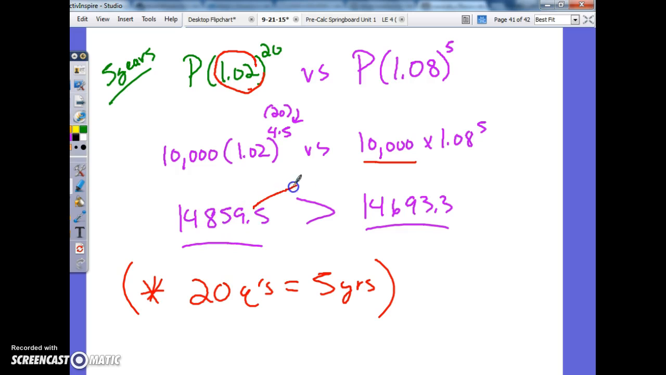So this is greater than that by close to $200. This is why compounding more often is beneficial. By quarterly, the interest builds faster, because you add the interest more often. You take interest on top of interest. So it ended up being about $150, $160 more, which matters. Okay, so that'll help us out in the next lesson.